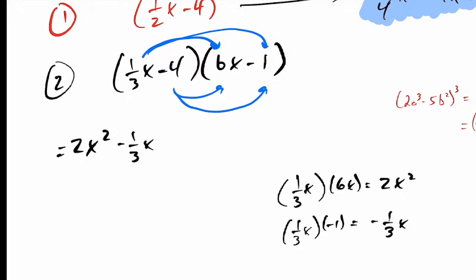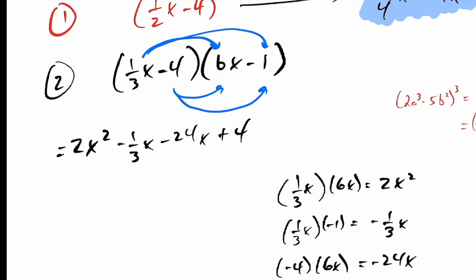So you can write that down. Then I'm going to have negative 4 times 6x is minus 24x. And then lastly, you're going to have negative 4 times negative 1 is 4. Good so far?